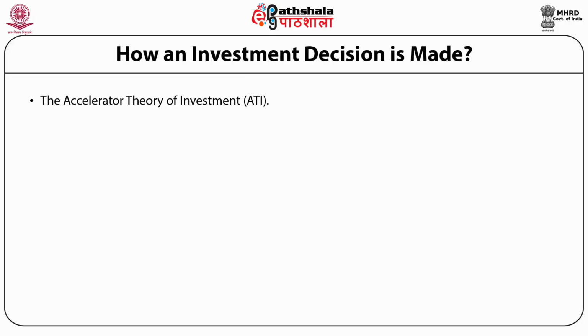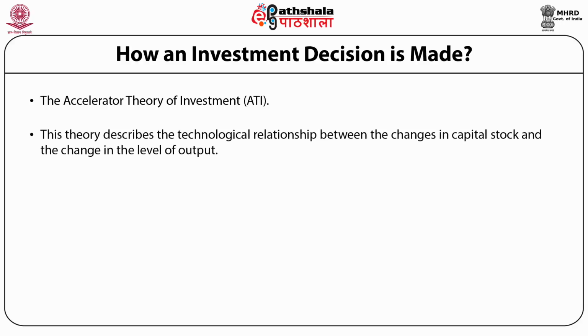The accelerator theory of investment is based upon the idea that investment is related to income. More precisely, the acceleration principle states that the size of the optimum stock of capital is decided by the level of output. This theory describes the technological relationship between the changes in capital stock and the changes in the level of output.